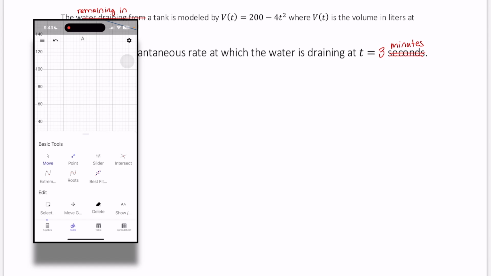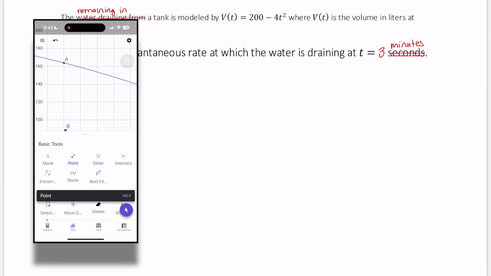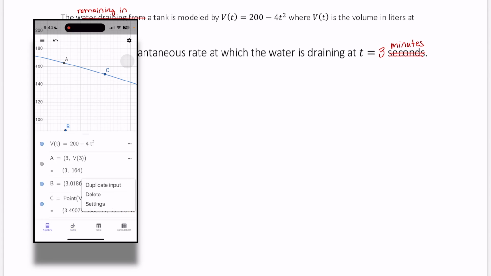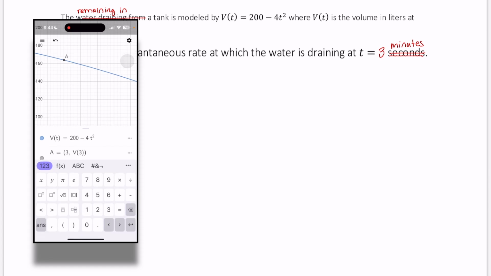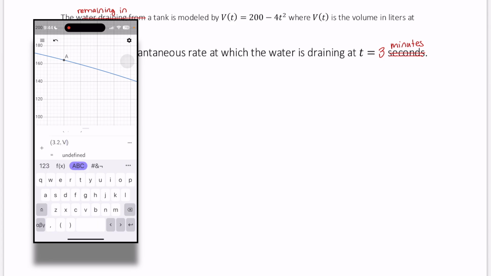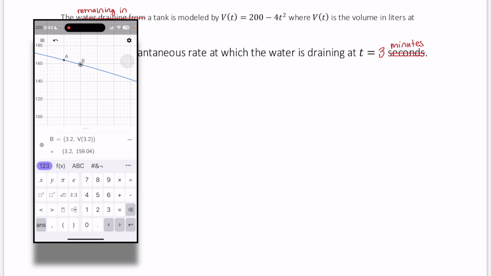So I'm going to go here to Tools, go to Point, and I'm just going to tap. Oops, I already tapped by accident. I'll have to delete that one. Okay, so let me go to Algebra and delete point B. So this is at about the 3.49-minute mark. That frankly is not close enough for my taste. We could use it. So let's be more exact. I'll go ahead and type in 3 point, let's say 2, comma. And now I'm going to put a capital V, open parentheses, go back to my numbers, 3.2, enter.